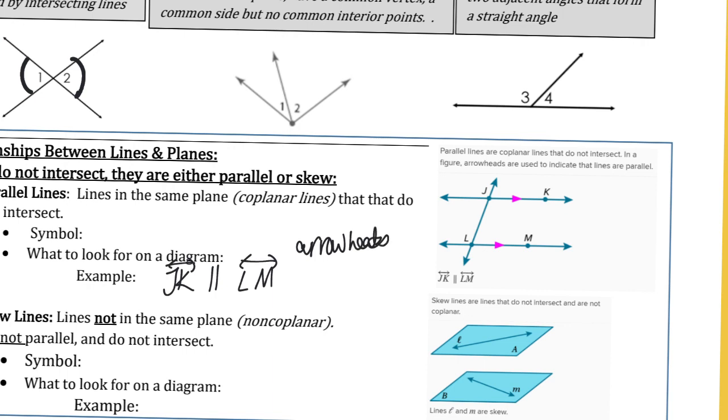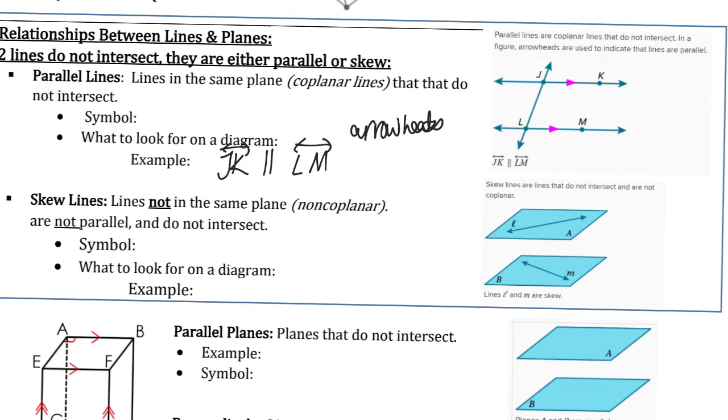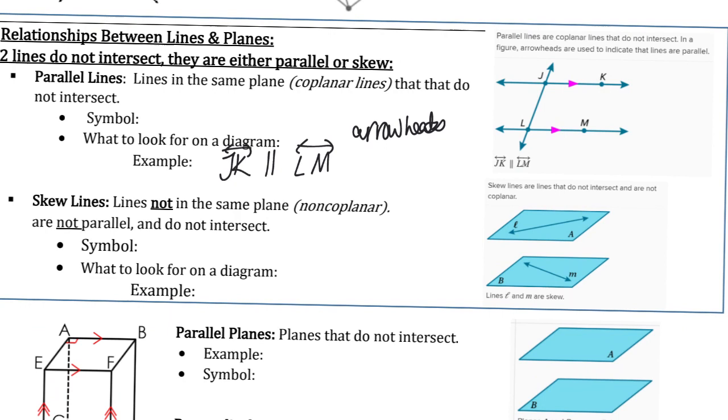Of course, any line has arrows on both sides of it, but if it has those ones in the middle, then you know they're going to be parallel. The next thing would be lines that don't intersect but are not actually parallel. We can do that if we incorporate additional planes.